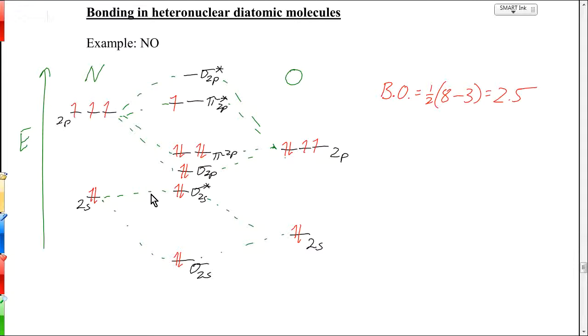Three antibonding electrons. 1, 2, and 3. So 3 electrons in antibonding orbitals, in the starred orbitals.